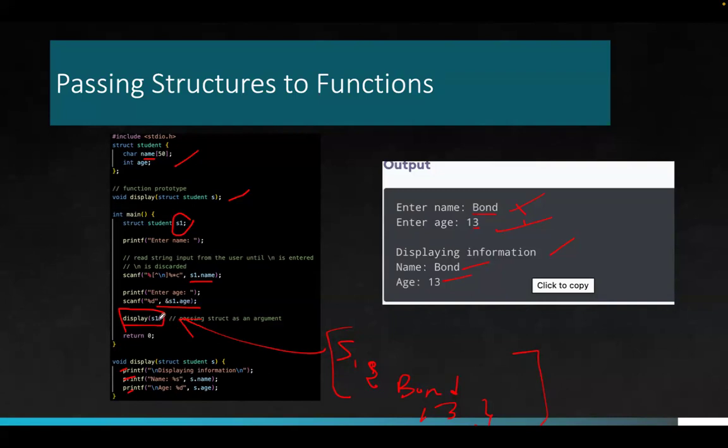Once you pass the structure as an argument, the display function call will happen. The display function is there. What argument does it take? It takes just a structure, nothing else. So the short name is S, structure student S. So S1 and S match. It takes the information and prints the values. So S1 will be converted to S, and S dot name and S dot age will be printed as Bond and age as 13.